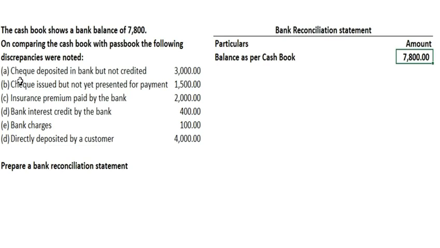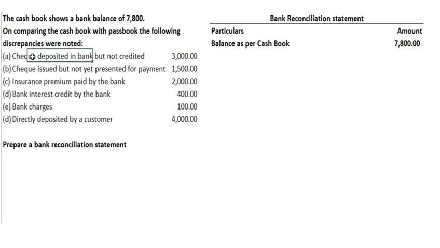First one, check deposited in bank but not credited. Check deposited means the accountant deposited the check with the bank. So what would be the effect? The accountant increased the balance by 3,000. Why? Because he got the check from a customer and deposited the same with the bank.